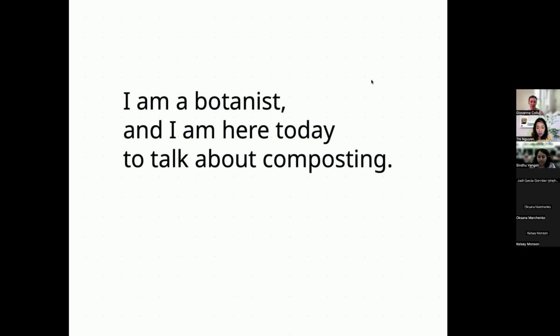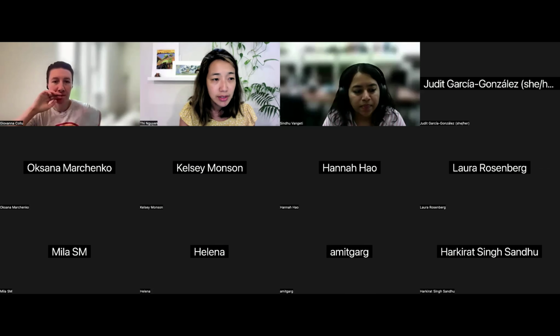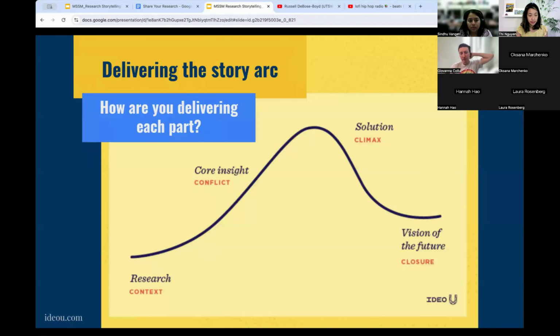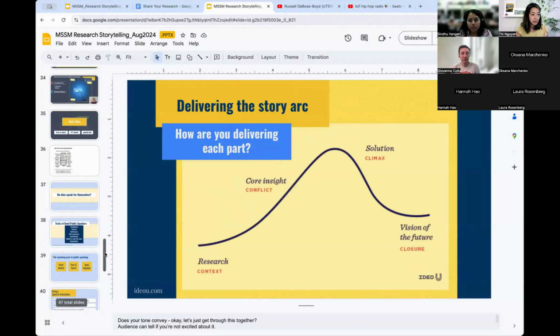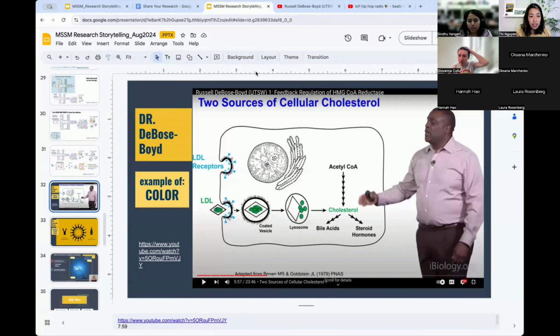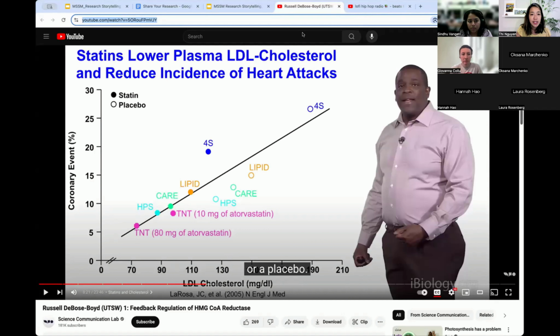So if we were to go back to, let's see here. I'm going to go back to this one, because this was a pretty decent one. This title. As you're reading it, you're going to say, in this slide, we're going to be talking about how statins lower plasma LDL cholesterol, right?